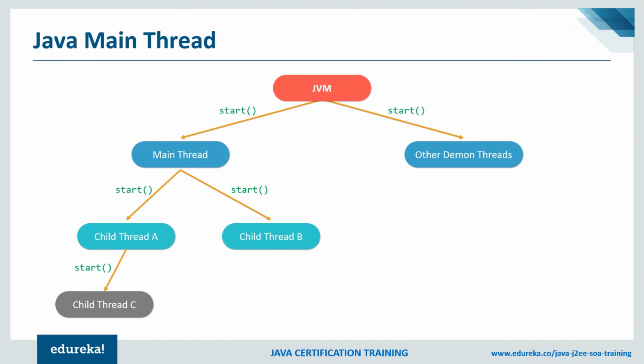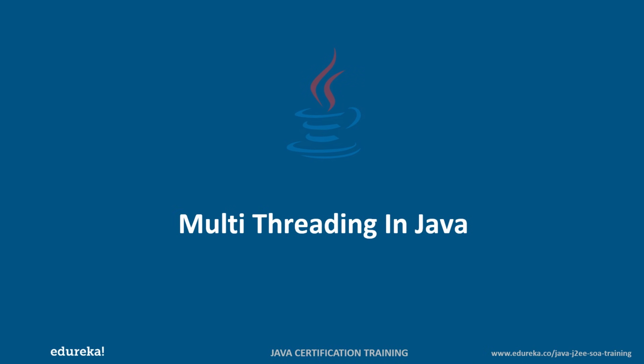So what is this daemon thread? A daemon thread is a thread which is going to be executed by the JVM whenever the application starts. It's going to execute the thread along with the main thread. If you see the image, that is a bit about how the main thread is going to be executed. So now the next part is multi-threading in Java.